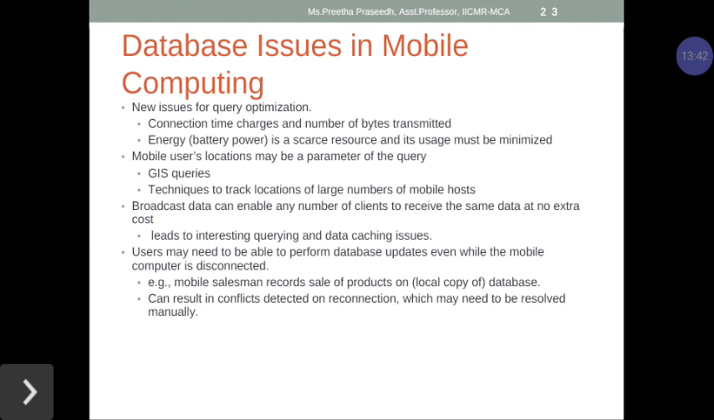Broadcast data can enable any number of clients to receive the same data at no extra cost. Users may need to be able to perform database updates even while the mobile computer is disconnected. An example is given here for your reference: a mobile salesman records sales of products on a local copy of the database, which can result in conflicts detected on reconnection, which may need to be resolved manually. It means he may be using his personal mobile for recording the sales data. So the local database gets updated, and on reconnection there may be a conflict in calculating the sales.